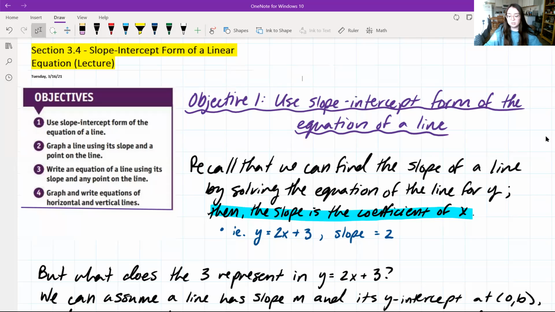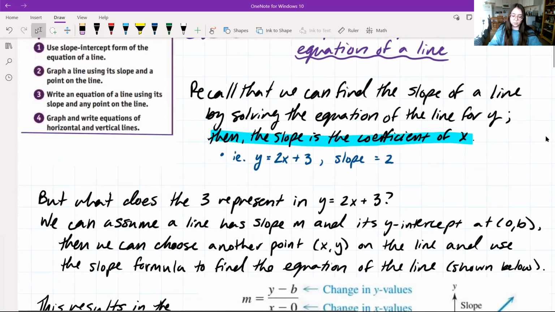So objective 1, we want to use the slope-intercept form of the equation of a line. So recall from our previous section that we can find the slope of a line by solving the equation of the line for y. So whatever our equation is given in, we want to solve for y, and when we do, our new equation is going to be the equation of our line. So we're solving for y, and then once we do this, we say that the slope is just our coefficient of x. So for example, if we end up with an equation of y is equal to 2x plus 3, our slope is 2. It's the coefficient in front of x.